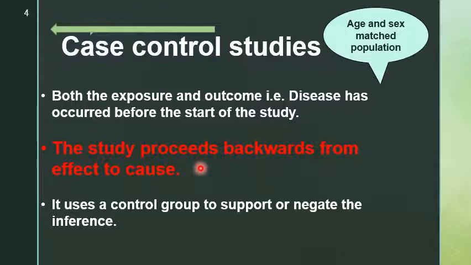For example, we want to study the association between smoking and lung cancer. So here the exposure is smoking and the outcome is lung cancer. That means we will be selecting a case population or study population in which lung cancer is there. And the other population will be a control group.